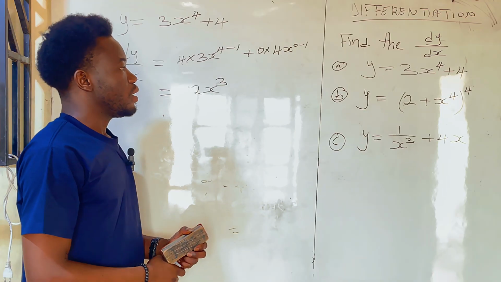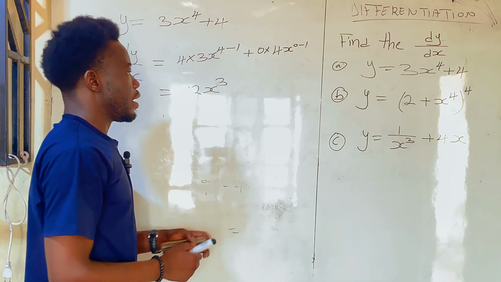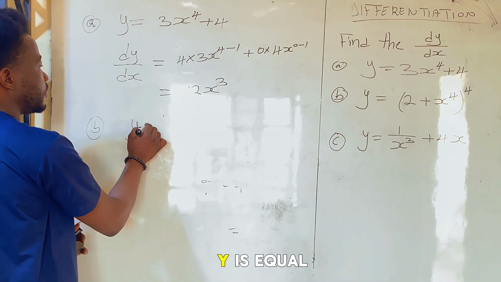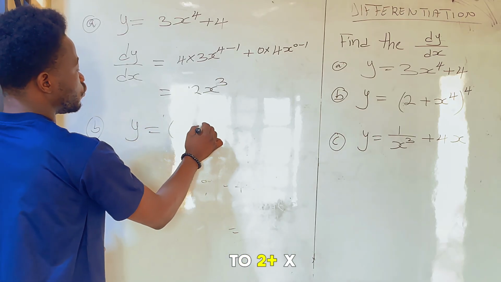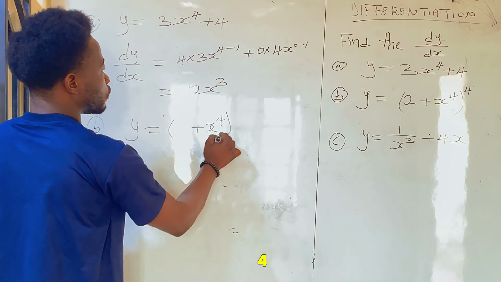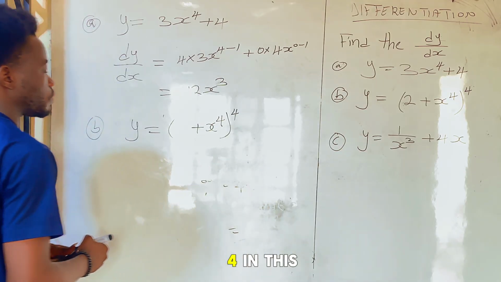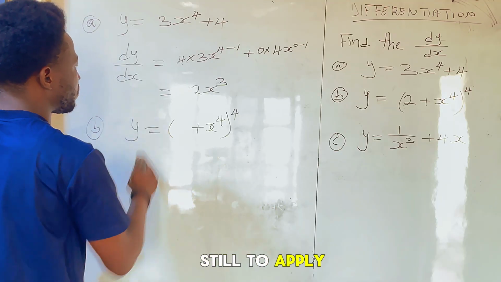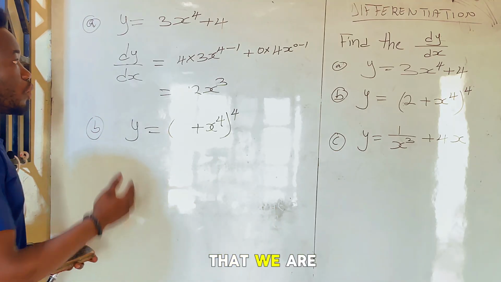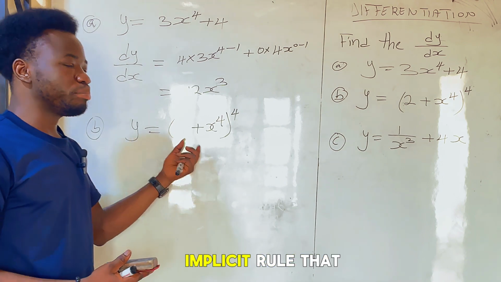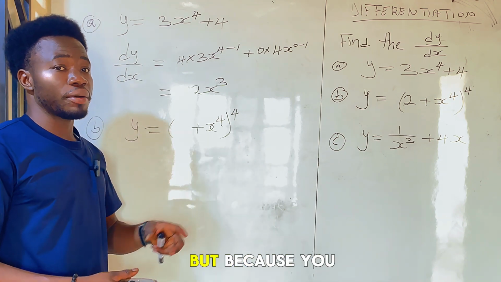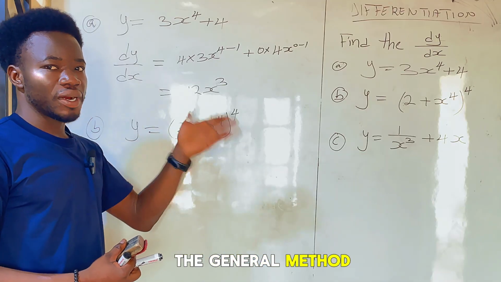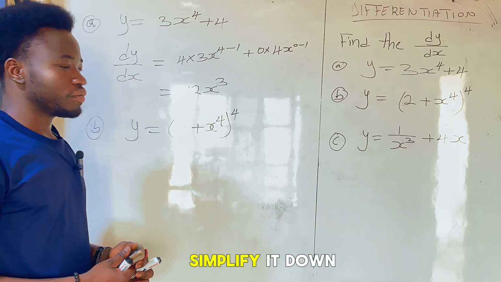That is it. Now the second question is b. y is equal to (2 plus x exponent 4) exponent 4. In this question, what you have to do is still to apply the same principle that we are using. There is an implicit rule that you can apply, but because you are not done with it yet, we will use the general method. Then we can simplify it down.